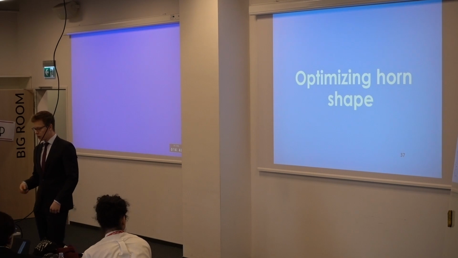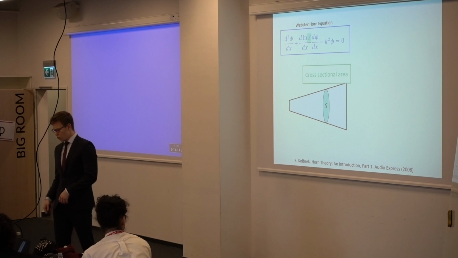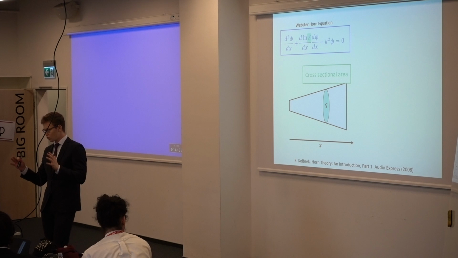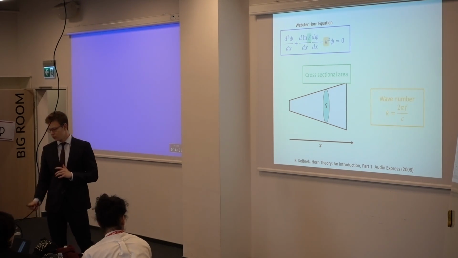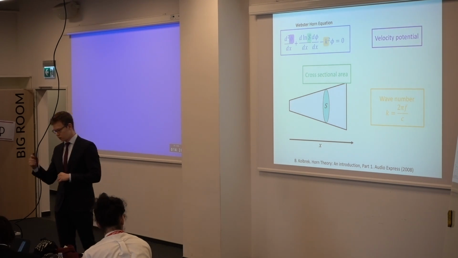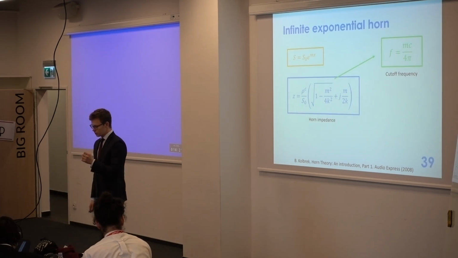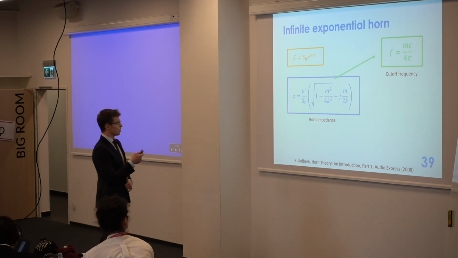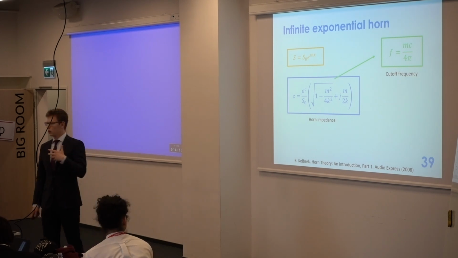Okay, now we'll be looking at optimizing the horn shape. For this, we'll be solving the Webster horn equation, which has the cross-sectional area in it, and it depends on the development of cross-sectional area over distance and the wave number of the sound. Therefore, it will be frequency dependent, and also the velocity potential of the sound. Okay, we'll be assuming an infinite exponential horn, for which the Webster horn equation can be solved as such, where we get the impedance of the horn.